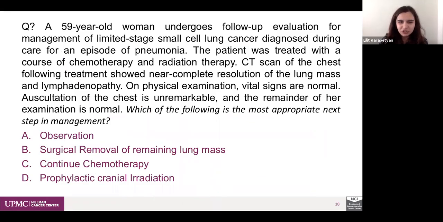And this one is a question about, remember I told you, someone with limited stage small cell lung cancer comes and asks you, you have treated this patient. Remember, it says near complete resolution of mass, lymphadenopathy, everything is fine. What do you do next? Like surgical removal? No, this is stage 4 cancer. Chemotherapy, prophylactic cranial irradiation. That's what will be your answer for small cell.